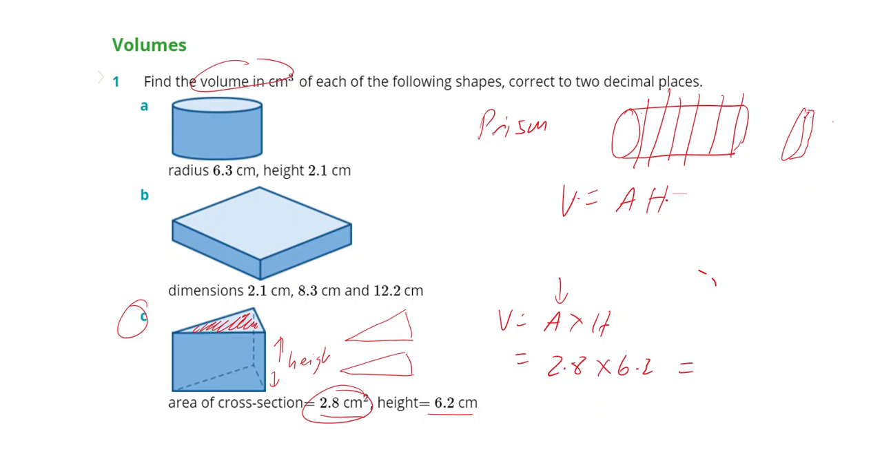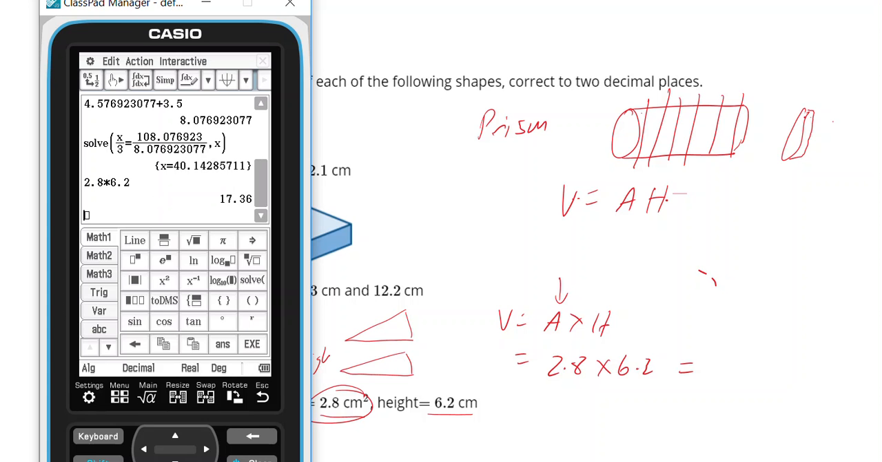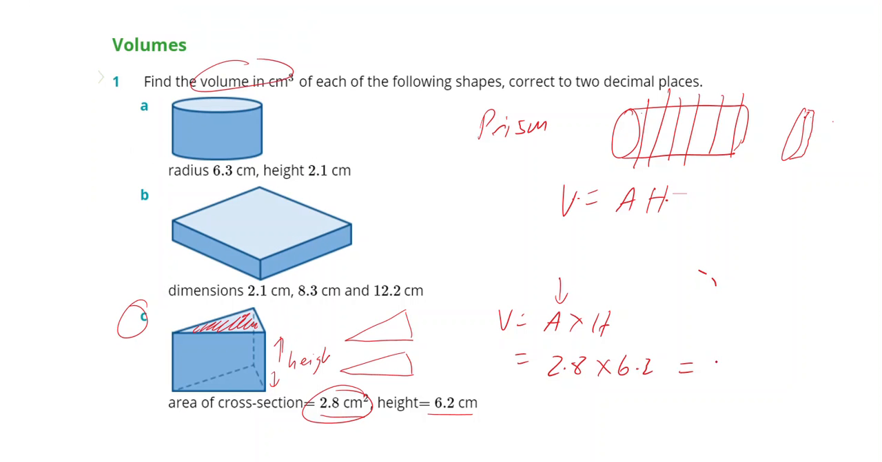So 2.8 times 6.2 gives you 17.36. It's not centimeters, it's centimeters cubed because this is a volume. So be really careful with units. In the SAC or test, if you get the units wrong, you'll lose a mark, unfortunately. So don't lose that mark. You've done all the hard work.